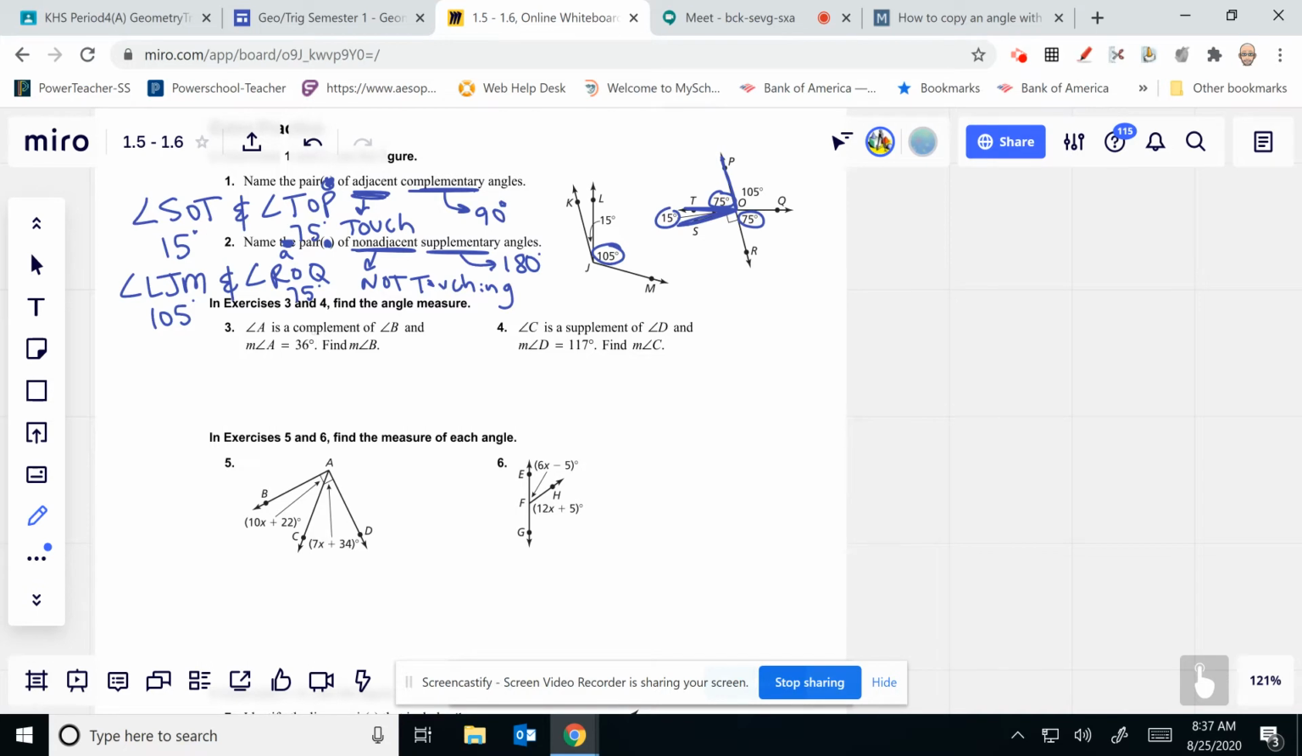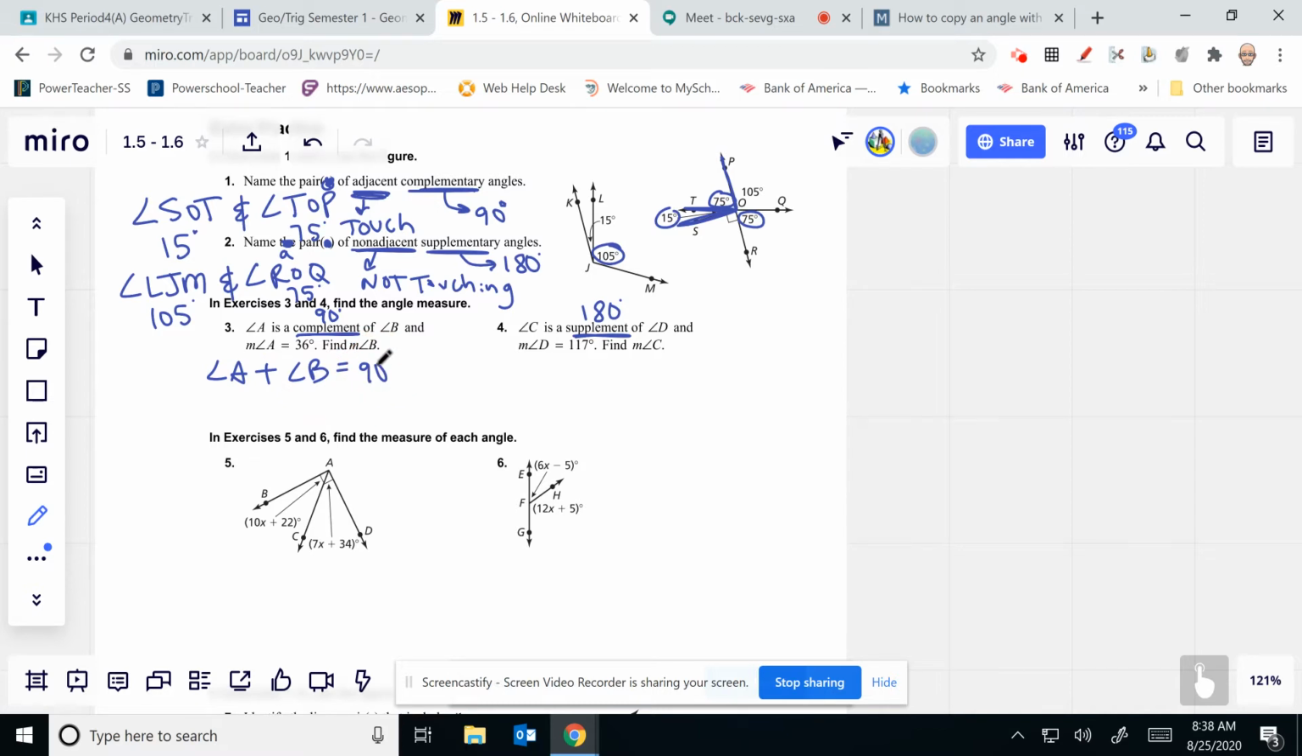3 and 4, we got to look for the clue again. The clue here is complement. Complement is the C one, so that's 90 degrees. C comes before S, so 90 comes before 180. Here's your S one, that's the one that's 180. So if I know that angle A is a complement of angle B, that means angle A plus angle B equals 90. They're complements.